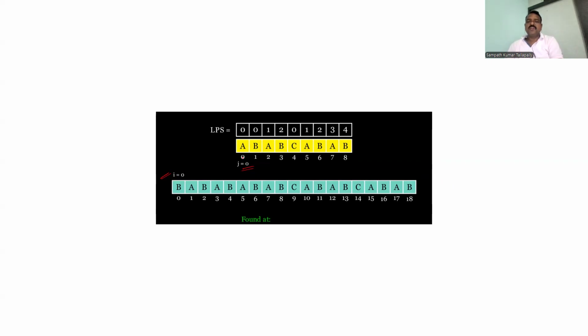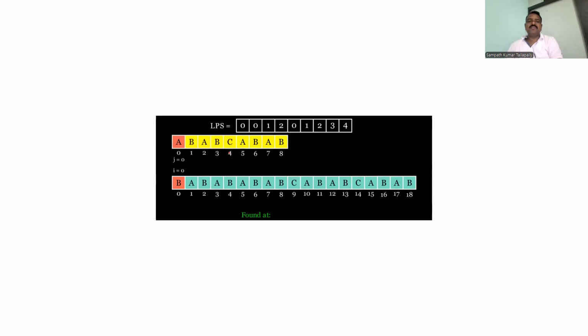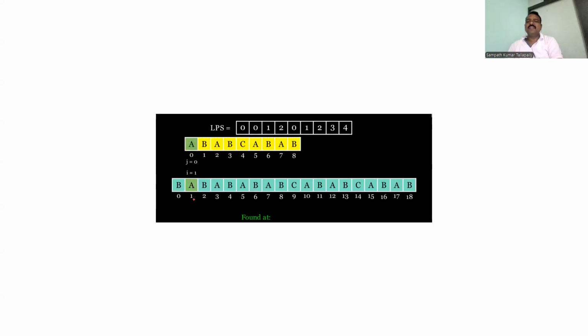So what I do now, we are going to compare the first element of my subarray with the first element of my actual array, and we found that they are not equal. When they are not equal, I just increment the value of my I. And we'll see now, we are going to compare these two elements.